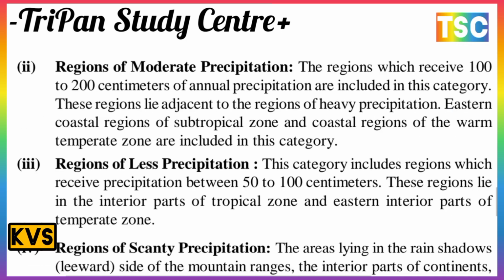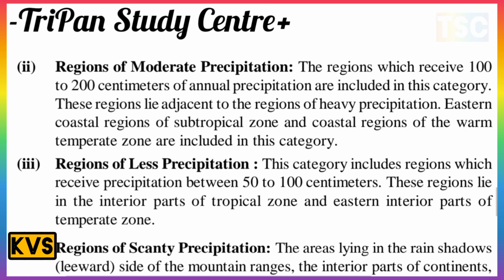The second point is the most important here. Regions of moderate precipitation. The regions which receive 100 to 200 cm of annual precipitation are included in this category. And these regions lie adjacent to the regions of heavy precipitation. Eastern coastal regions of the subtropical zone and coastal regions of the warm temperate zone are included in this category. That is important here.